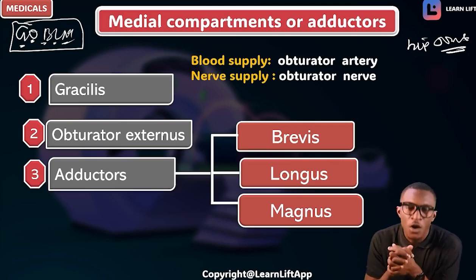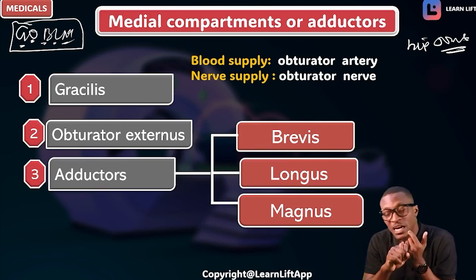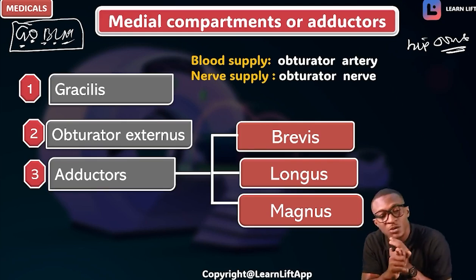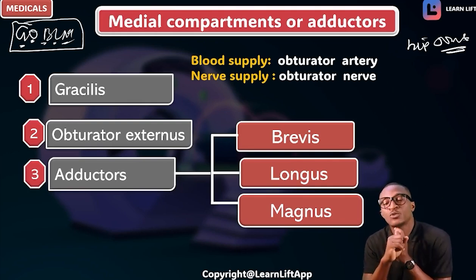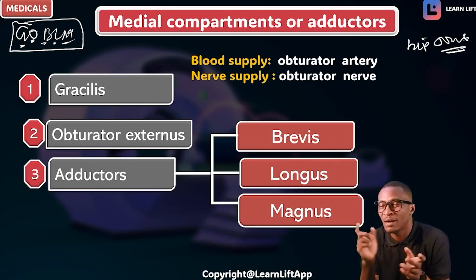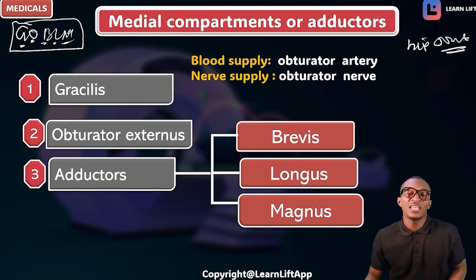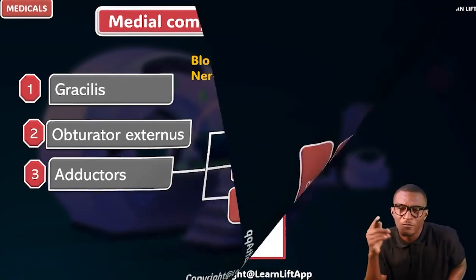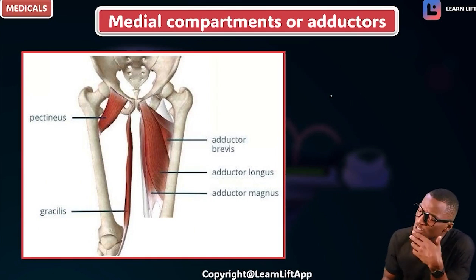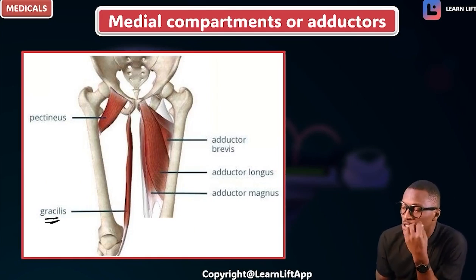Everybody, what are the muscles of the medial compartment? They are called the GO BLM: the gracilis muscle, obturator externus muscle, and the adductors. Under the adductors we have the adductor brevis, longus, and magnus. Do you understand? Now, what are their functions? They are adductors of the hip. Look at the diagram. First of all, this is the gracilis muscle. You can see that, right?